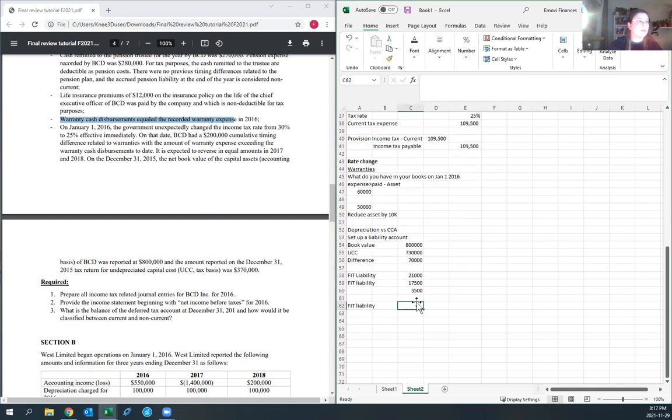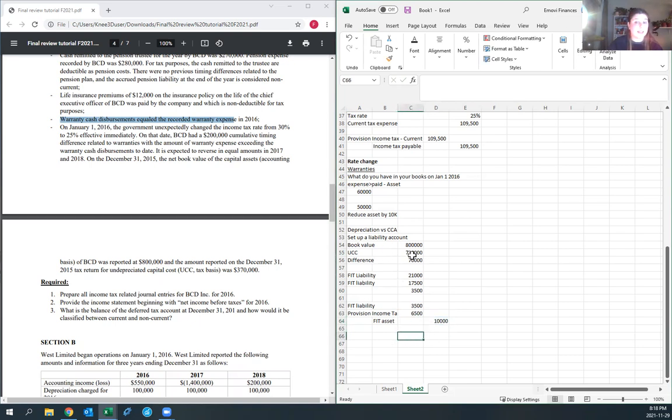For the transaction, you're reducing your liability by 3,500. And you're decreasing your future income tax asset by the amount that we found for the warranty, which was 10,000. And then the difference between the two is going to come and impact your provision, income tax, future. So that's in your income statement, and it's going to be 6,500.